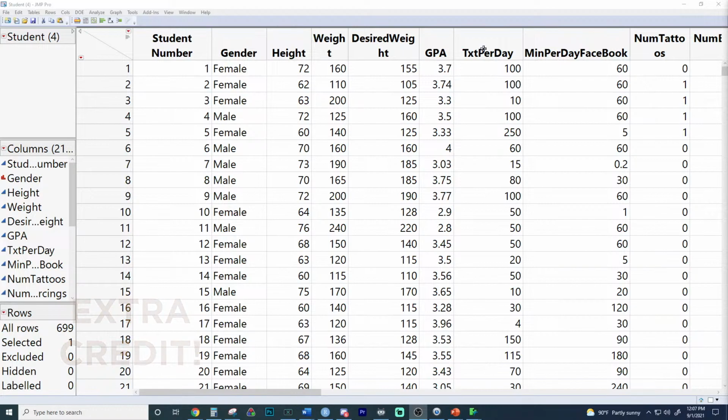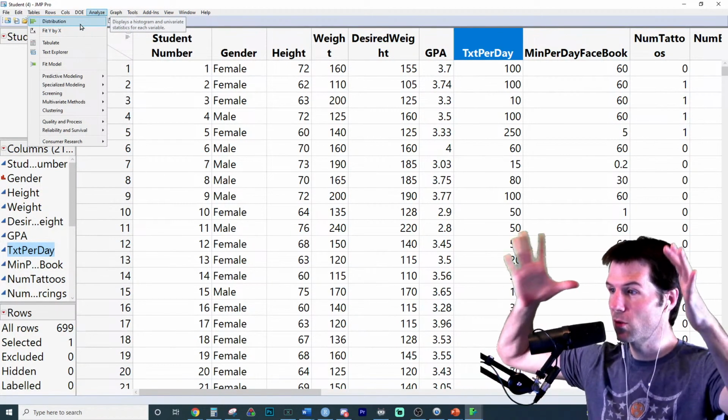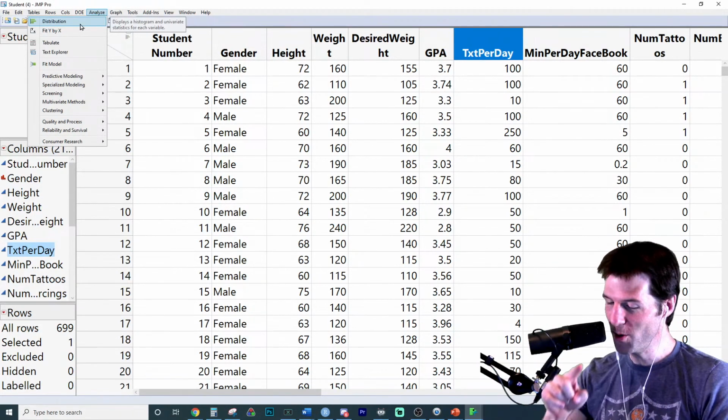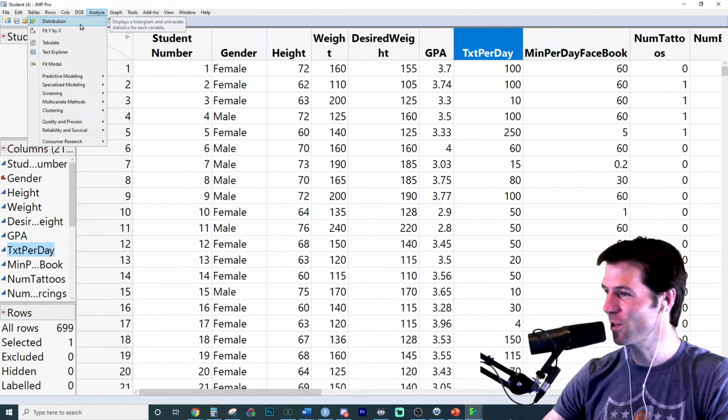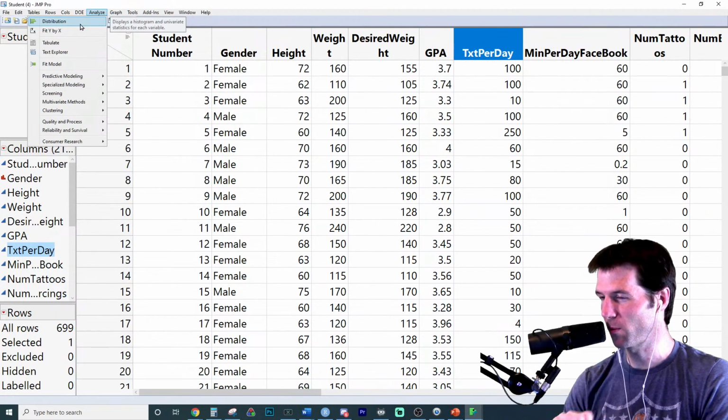So let's go right here and make a histogram of the text per day that people have. We'll go here to analyze distribution. Don't use graph builder for this. Someone probably did graph builder like, oh no, don't use graph builder. Don't use graph builder for this one. The other ones you use graph builder on.